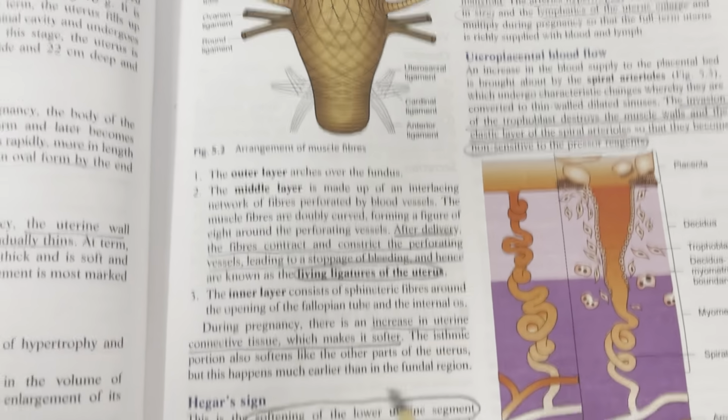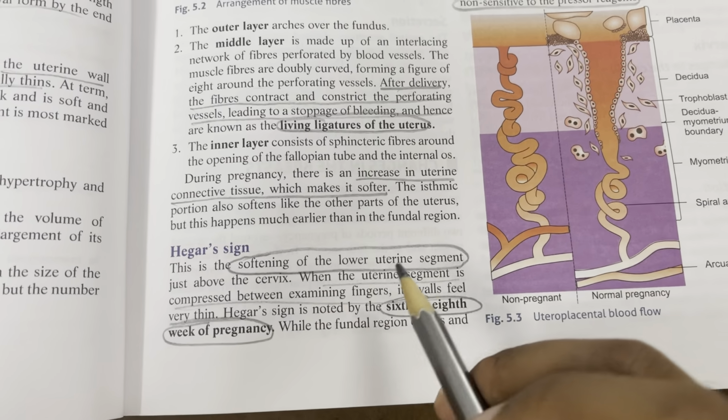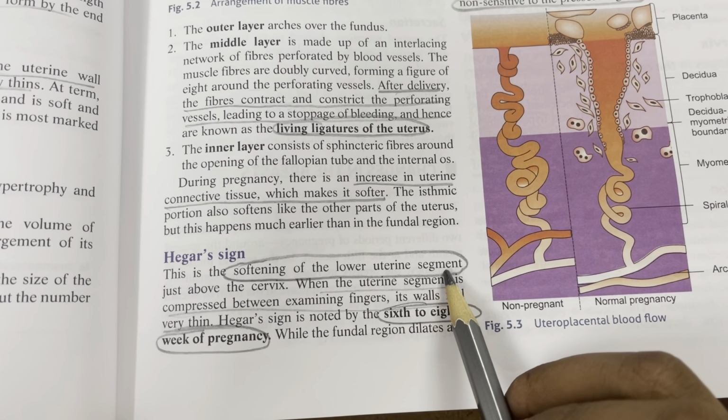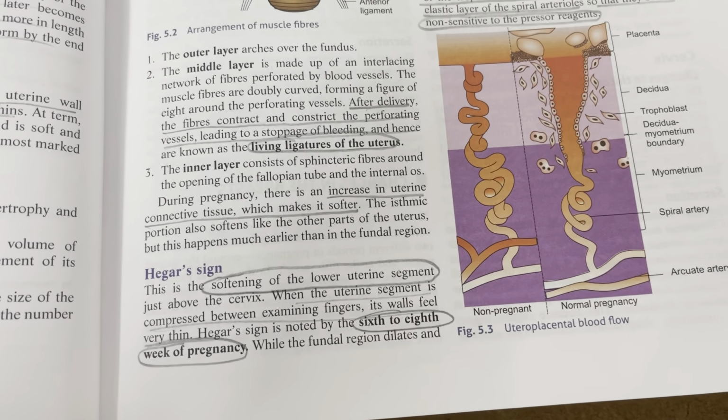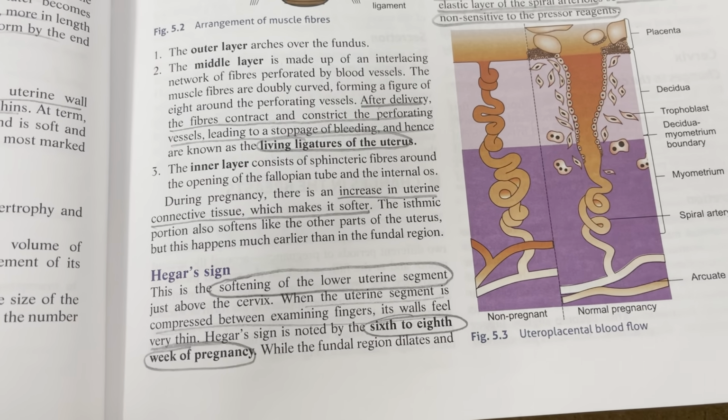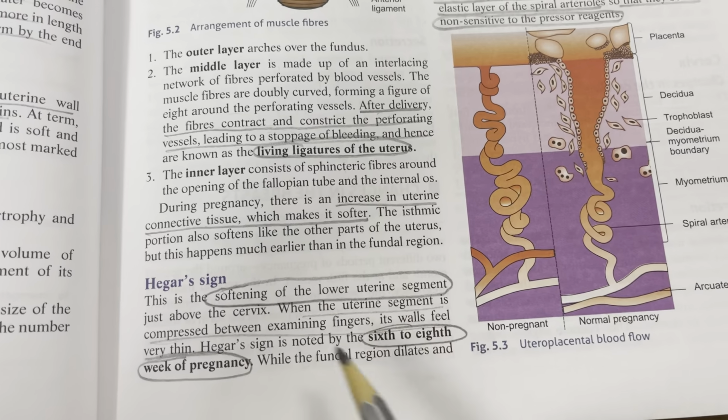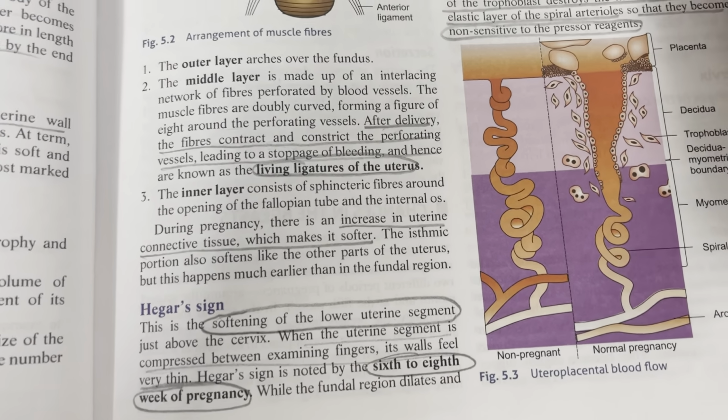Next, Hegar's sign. So there is softening of the lower uterine segment just above the cervix. When you compress the uterine segment between the examining fingers, the walls feel very thin. So softening of lower uterine segment is Hegar's sign. It appears at 6 to 8 weeks of pregnancy.